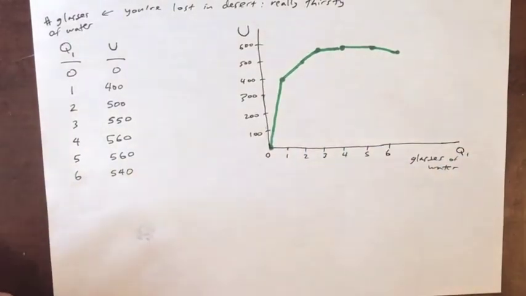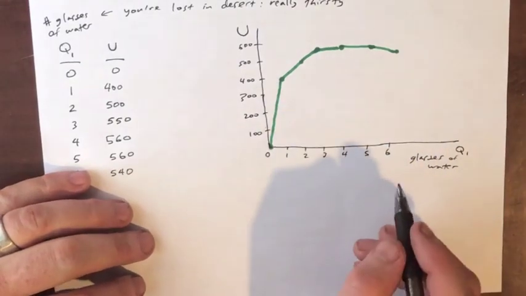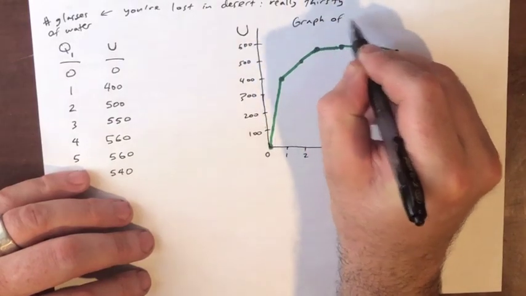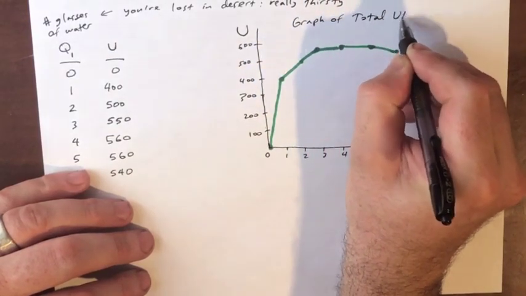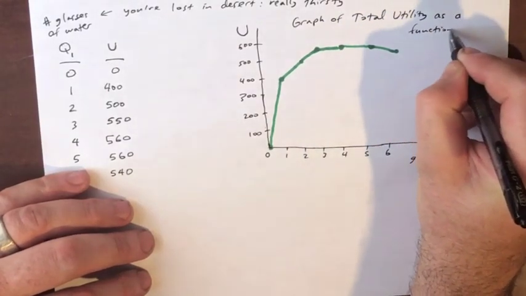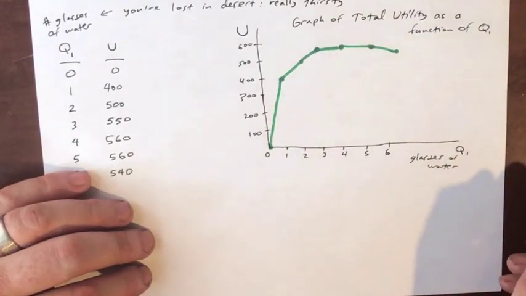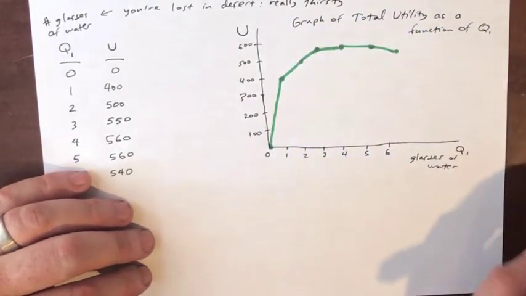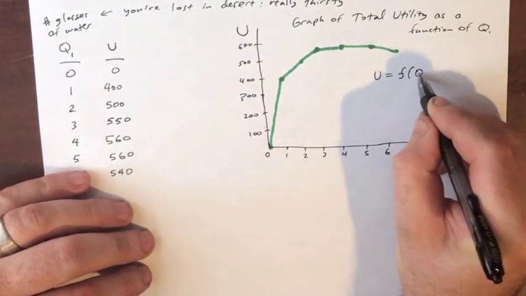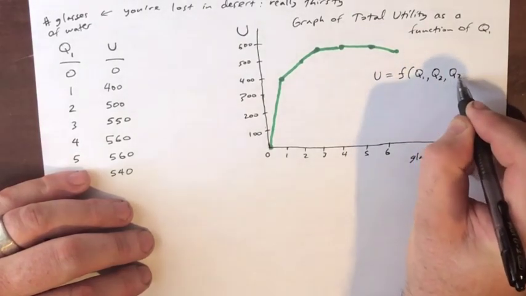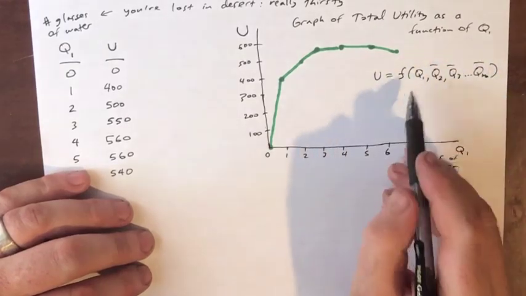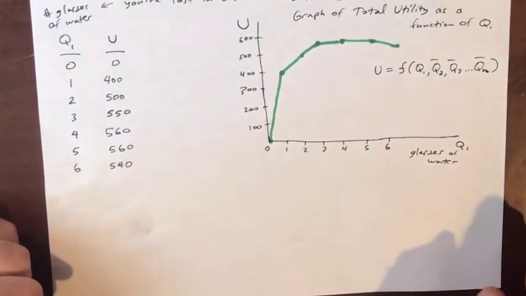Okay, so what we've produced here is a graph of the utility function. A graph of total utility as a function of the quantity of good 1, right? Because all of the other variables are held constant. So again, utility is a function of Q1, Q2, Q3, etc., all the way up to Qn. But all these are constant, so it's just a function of the quantity of good 1.